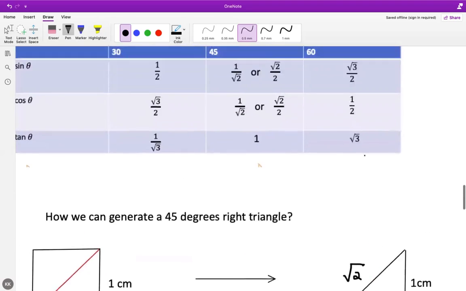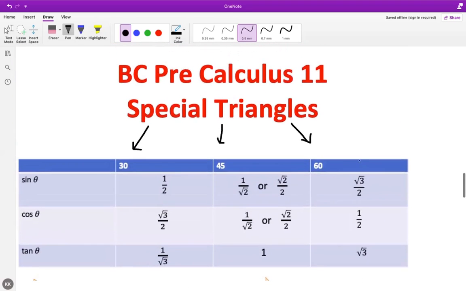To summarize, this is what we got so far. Tangent 45 degrees is 1. Sine 45 degrees is 1 over root 2. Cosine 45 degrees is also 1 over root 2. So we have completed the proof for these three values.